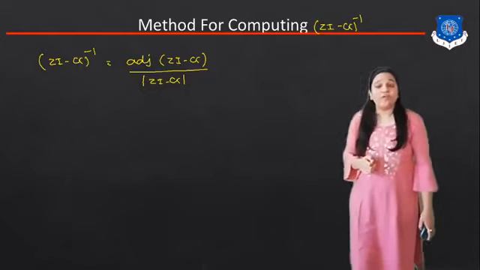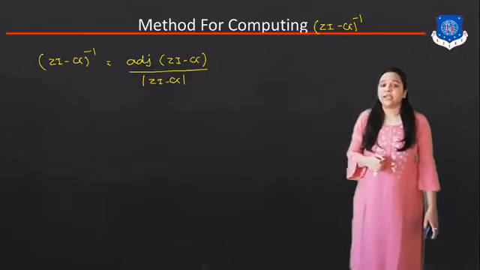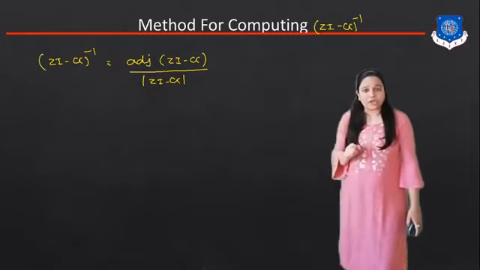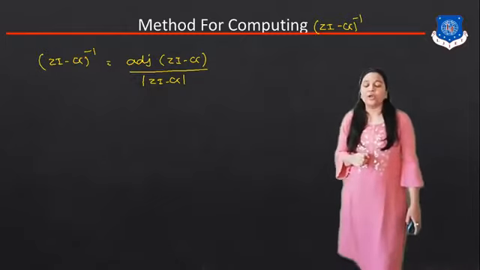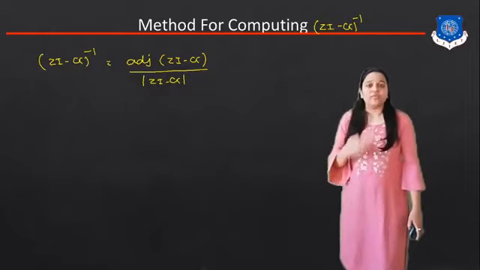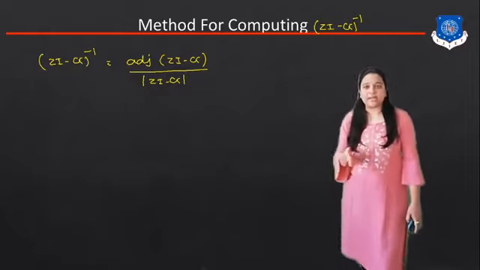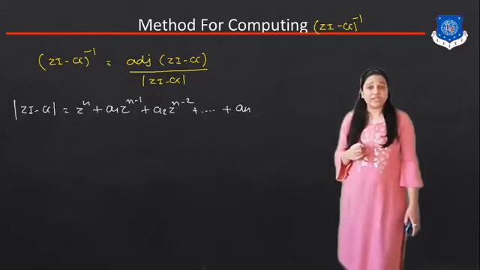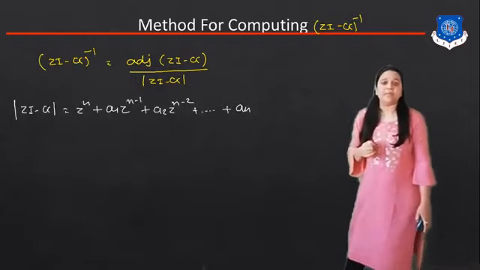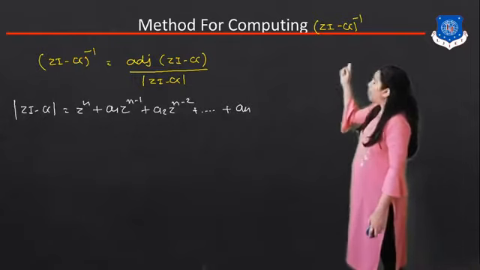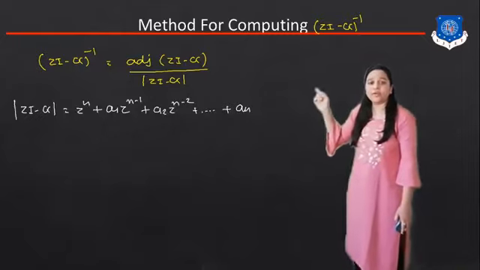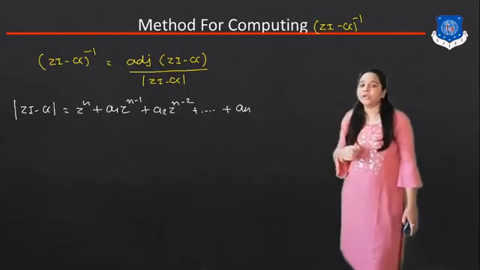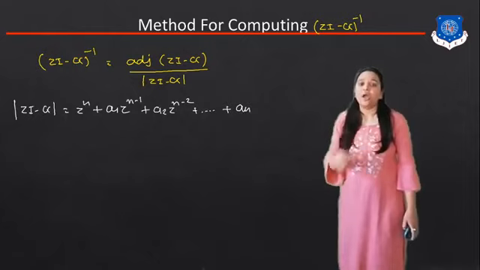First of all, what is the equation of (zI minus G) inverse? As you see here, (zI minus G) inverse is equal to the adjoint of (zI minus G) upon the mod of (zI minus G). So we will derive the equation of the adjoint of (zI minus G) and the mod of (zI minus G). First of all, what is the equation of the mod of (zI minus G)? Here you can see that mod of (zI minus G) equals z^n plus a1 z^(n minus 1) plus a2 z^(n minus 2) up to an.